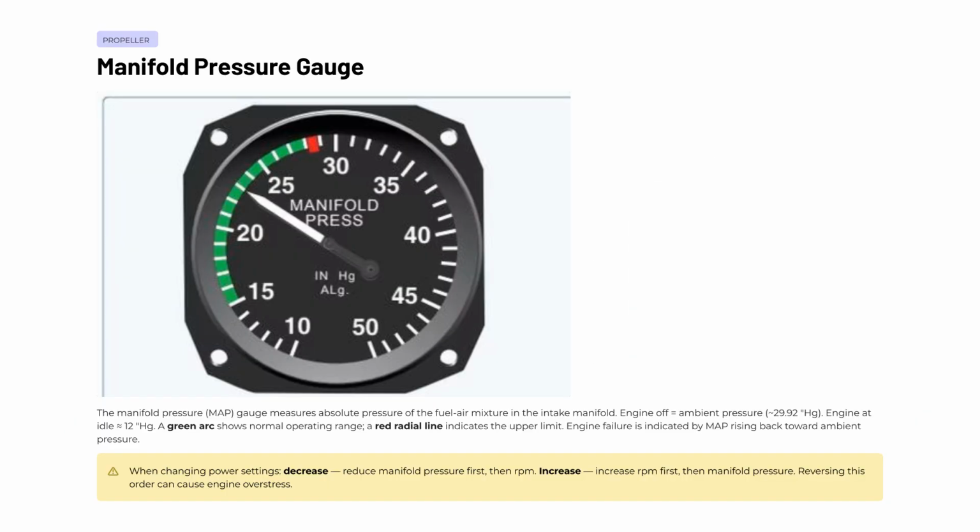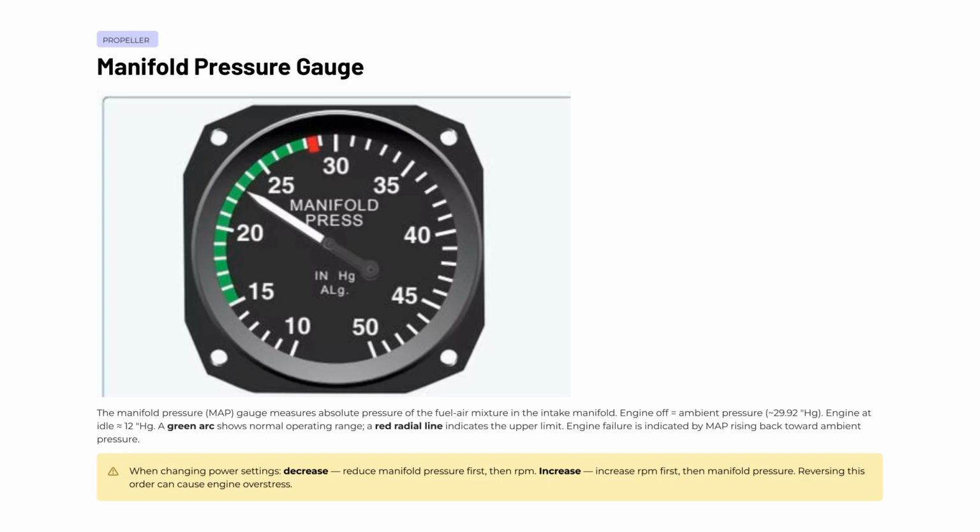The manifold pressure gauge, often referred to as the MAP gauge, measures the absolute pressure of the fuel-air mixture inside the engine's intake manifold. With the engine off, the gauge reads ambient atmospheric pressure, which is approximately 29.92 inches of mercury. Once the engine starts and you move to idle, that reading drops significantly, down to around 12 inches of mercury, because the pistons are creating a strong vacuum in the intake system. Like other engine instruments, the gauge uses color coding to communicate limits at a glance.